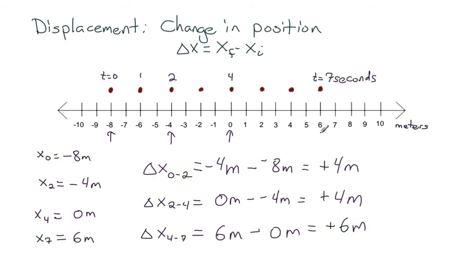And from here to here, the object is indeed 6 meters further to the right than where it was before. Also notice, we talked about distance. The distance traveled from 0 to 2 seconds also happens to be 4 meters. The distance traveled from 2 to 4 seconds is also 4 meters. The distance traveled from 4 to 7 seconds is also 6 meters. So right now it might look as if displacement and distance are the same thing, but they are slightly different, and we'll hope to show that in a future slide.